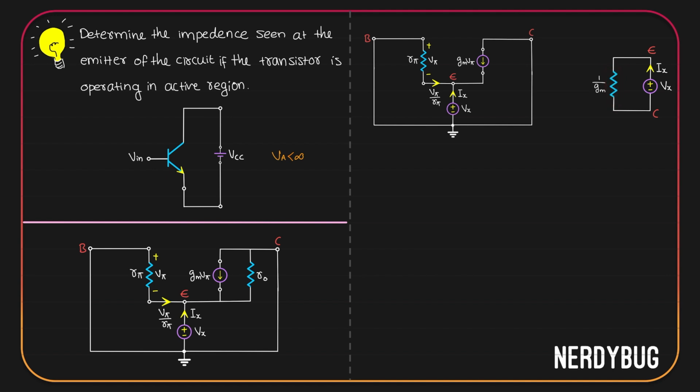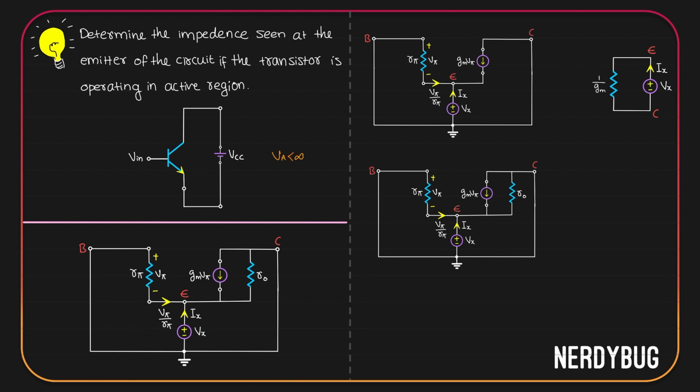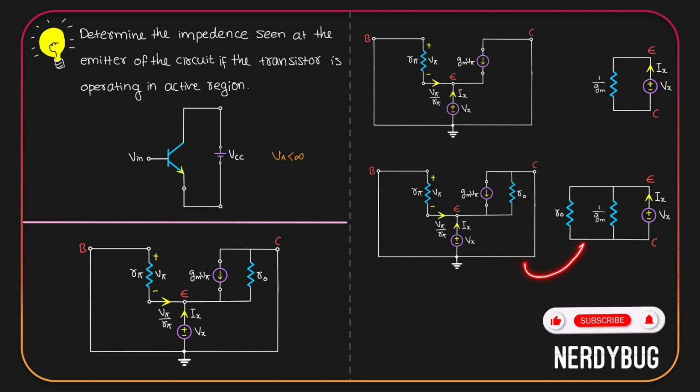Now, the new small signal model looks like this. The only difference is there is an extra resistance R naught between the collector and the emitter. So, to draw its equivalent circuit, all we have to do is take the previous equivalent circuit, connect an extra resistance R naught between its emitter and collector, right? Let's do it. So this will be our equivalent circuit model when we also consider early effect.